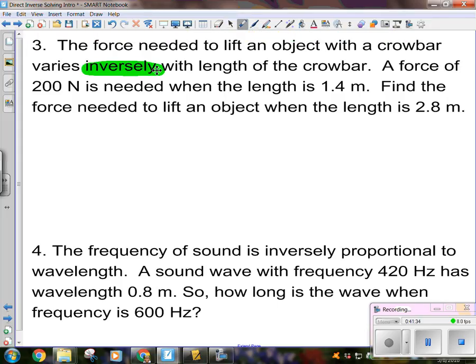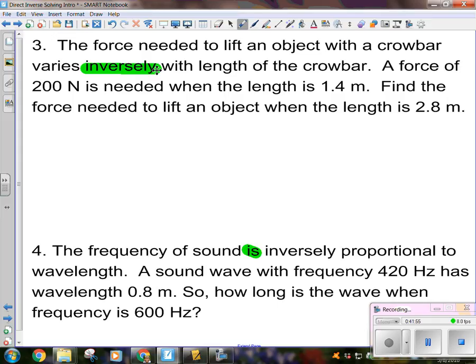Inverse. Guys, I can't say this enough. Do not solve with proportions. Proportions only work for direct. But I'm going to cut straight to the chase. Are you ready? Find the two numbers that go together, and we're going to multiply.